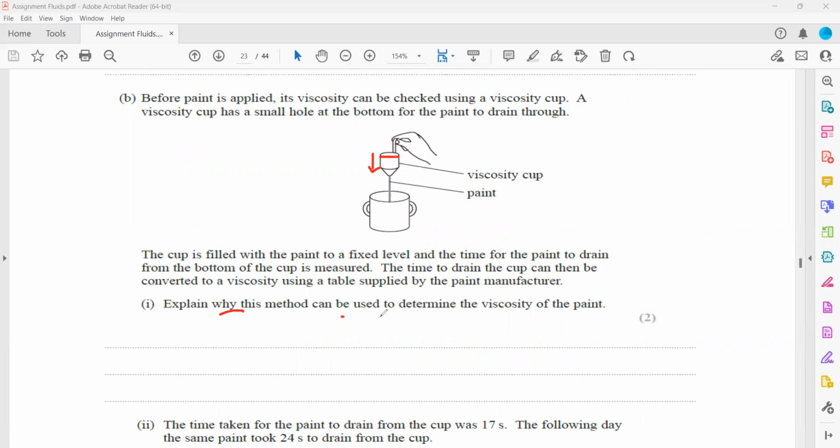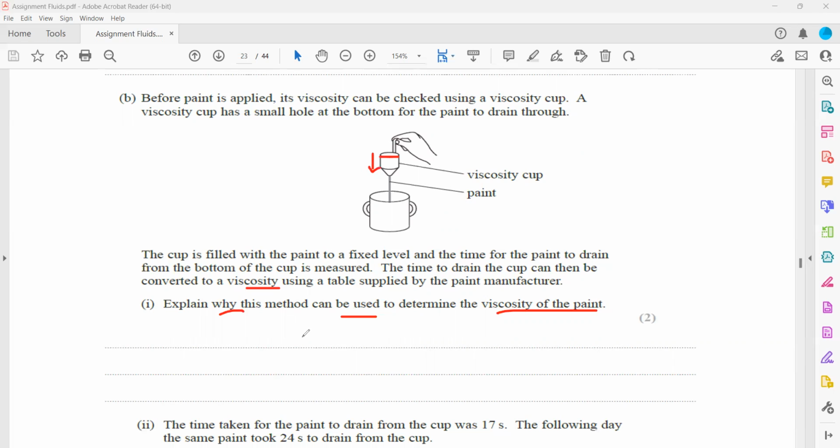Explain why this method can be used to determine the viscosity of a paint. The time for the paint to drain from the cup can be converted into viscosity using a table supplied by the paint manufacturer. So why can this method be used to determine the viscosity? Because the rate of flow is inversely proportional to viscosity, while time to flow is directly proportional to viscosity.